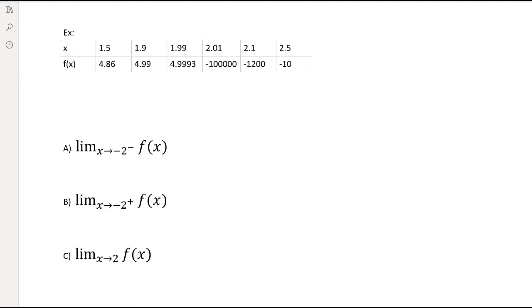So let's see here. Part A says find the limit as x approaches negative 2. Excuse me, that should not be a negative 2. You guys ignore that. That should be a positive 2. Let me actually get rid of that.